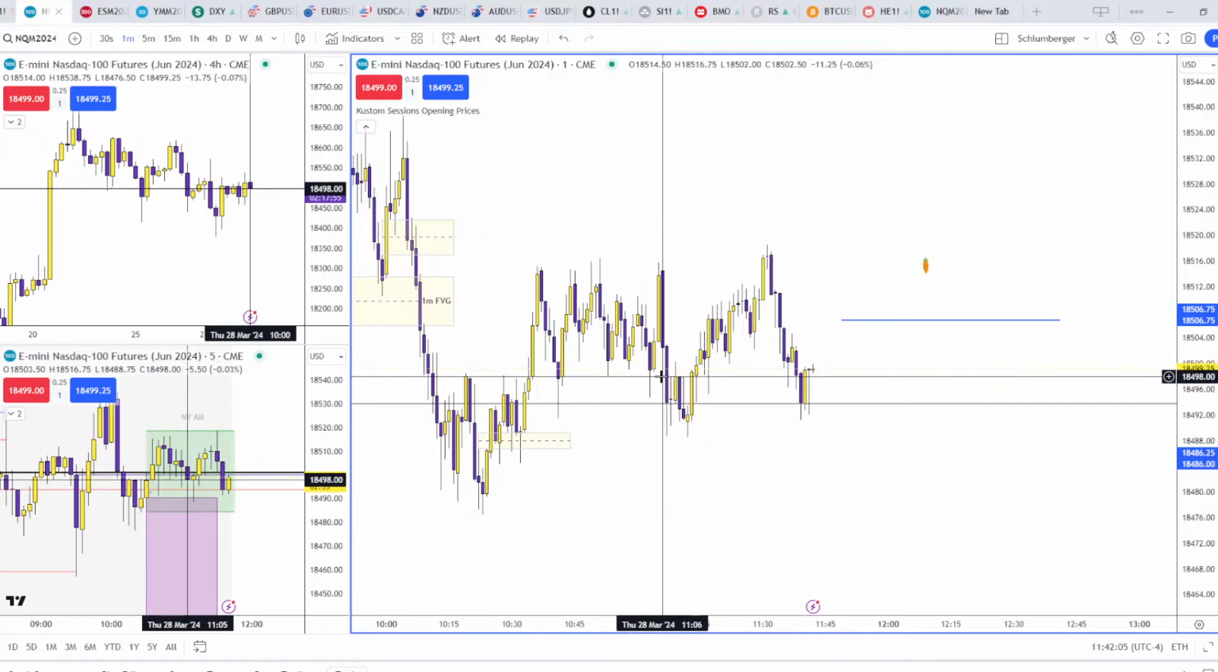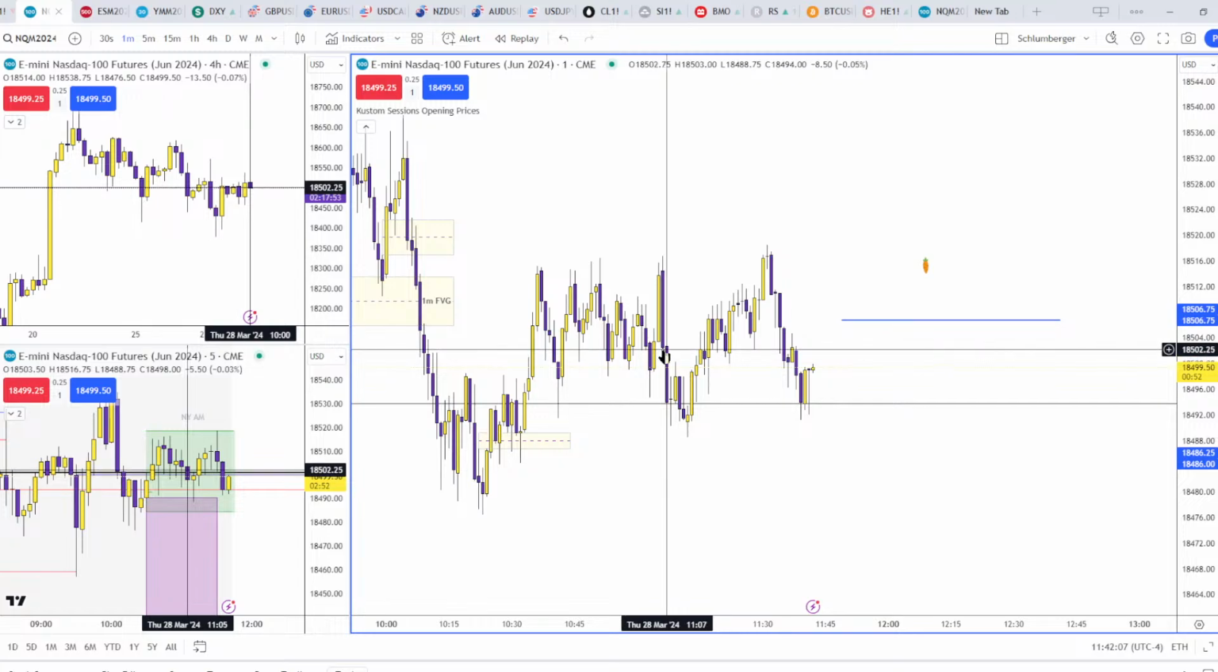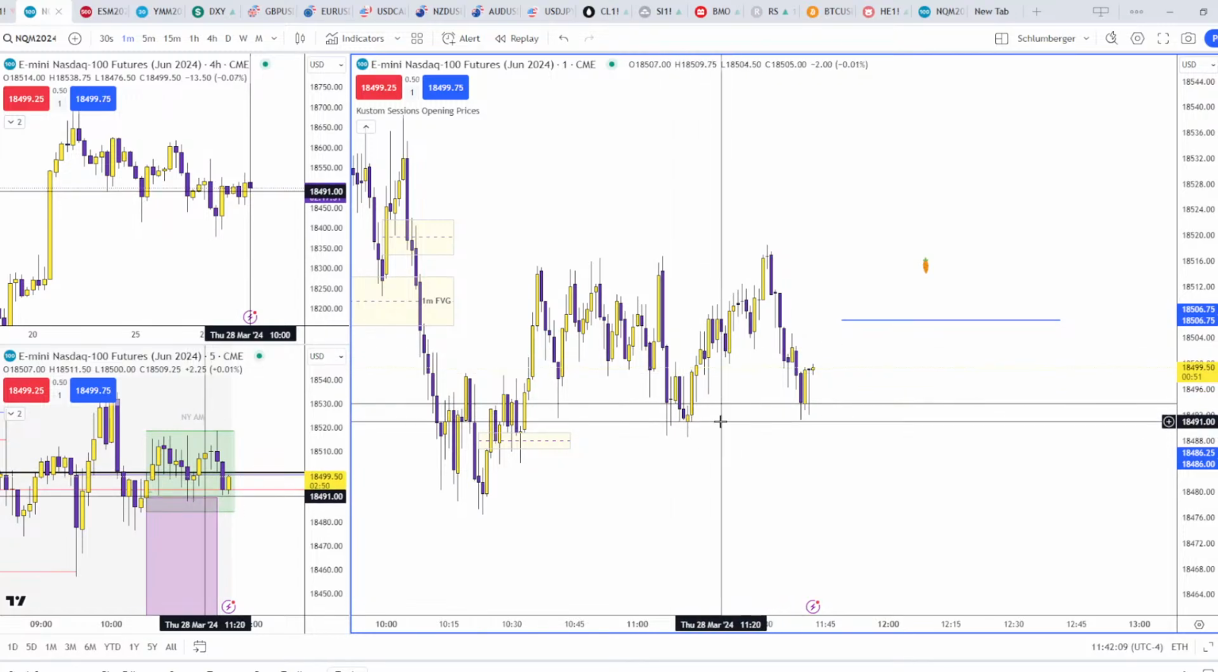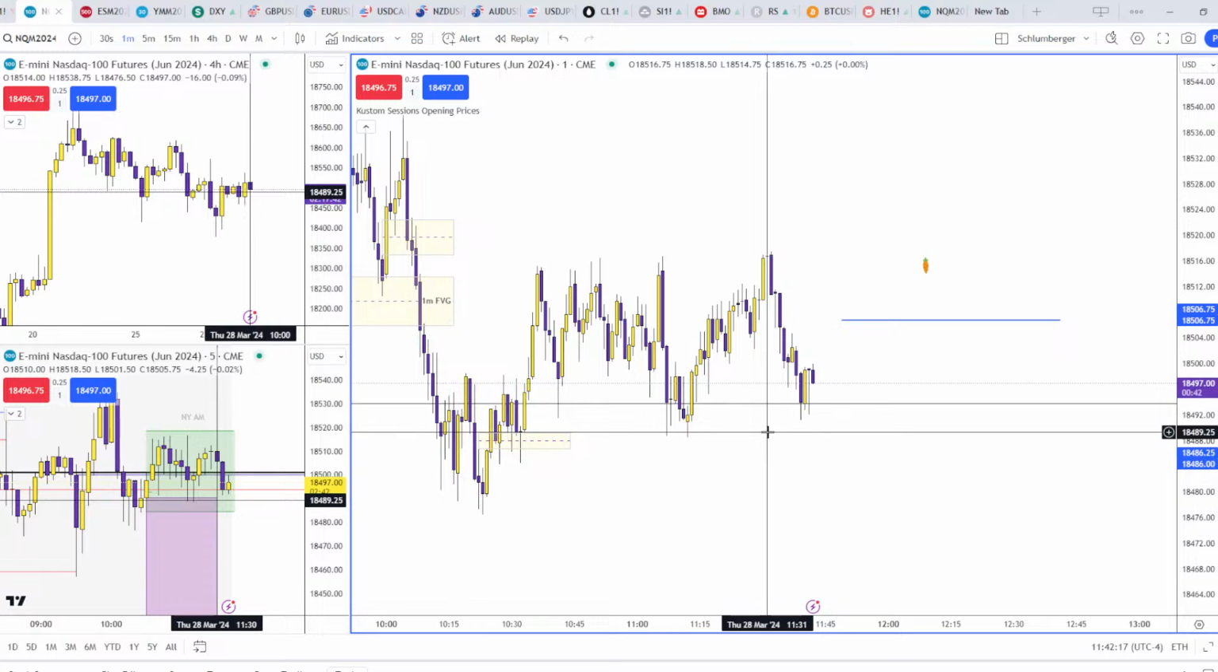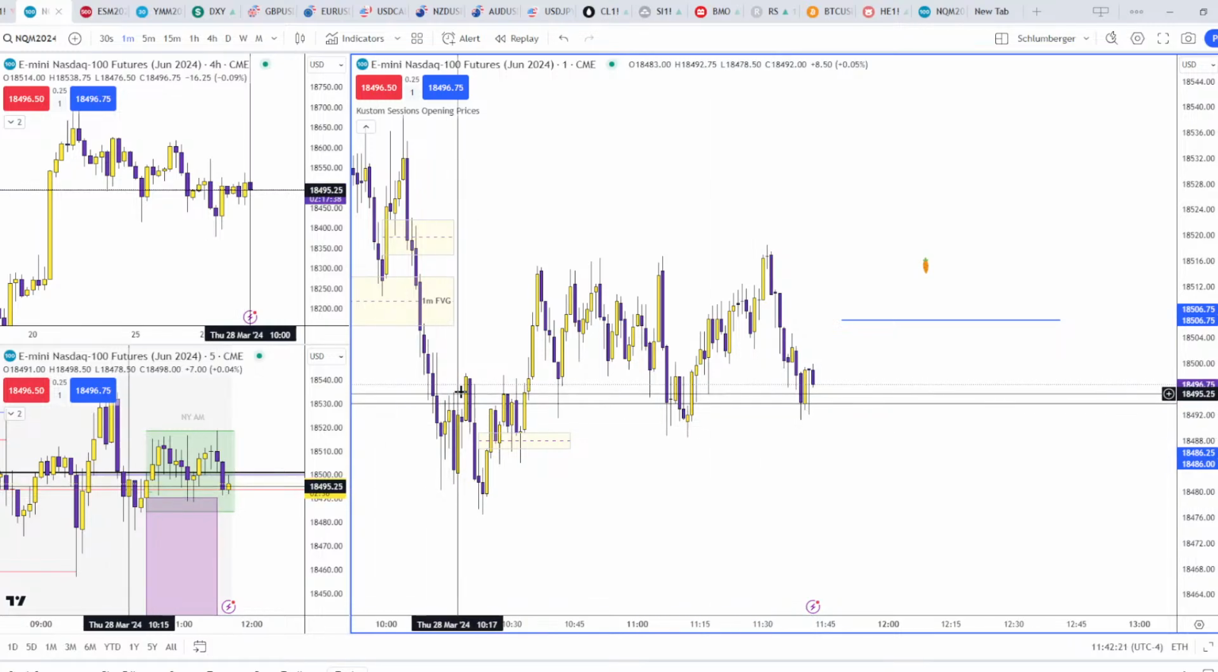You're getting below here now. You don't want to see that climb back up above here. Rejection block. It just fell short of the rejection block right there. Came back into this breaker right here.